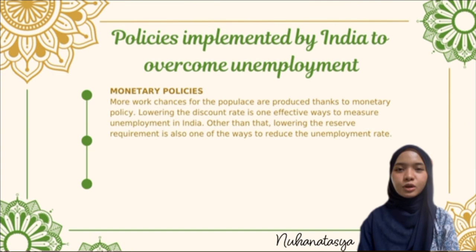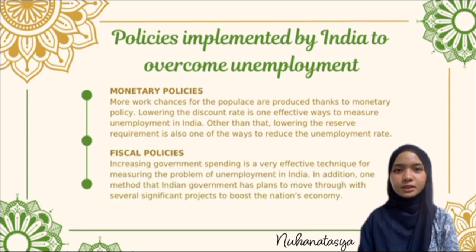Other than that, lowering the reserve requirement is also one of the ways to reduce the unemployment rate. The percentage of bank deposits that banks must maintain as reserve balances with the RBI is known as the cash reserve ratio. The next policy implemented is fiscal policy.